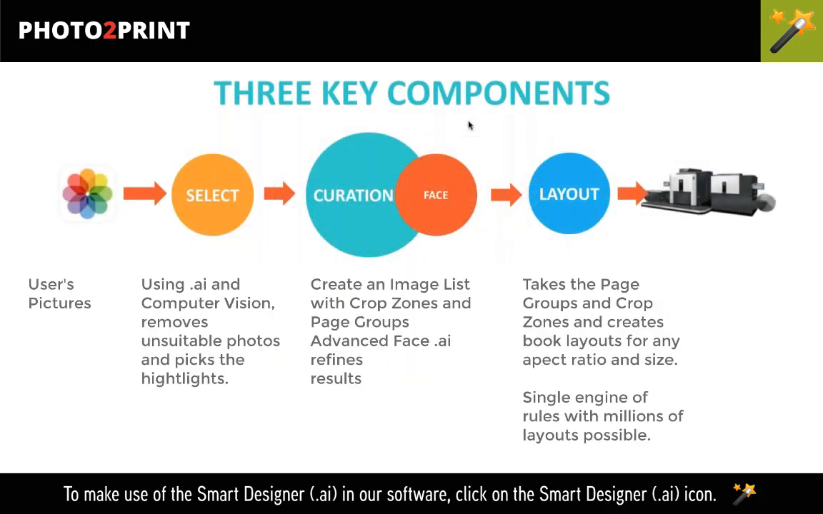So there are three main components to our artificial intelligence: selection, curation, and layout. The story begins with the customer choosing their photos. But now, rather than them filtering through and sorting out all of their pictures, they can simply upload their entire folder or camera roll and let the software choose the best photos for them. I'll come back to this on the next slide.